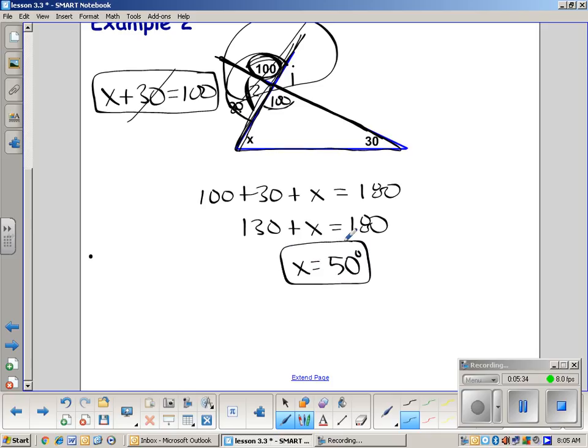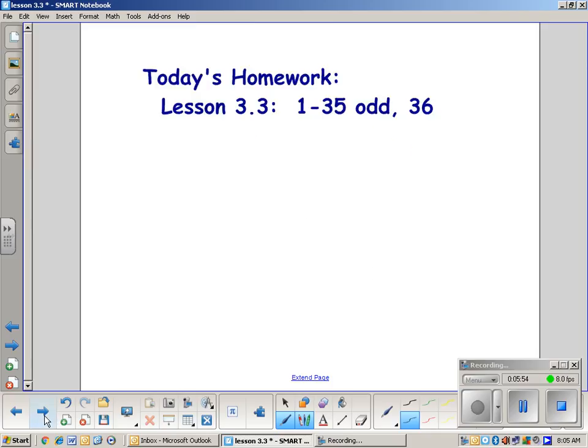Okay? There's more than one way of doing it. Unfortunately, too many people choose the wrong method on the test. You try to tell me that x is 70. You say x plus 30 equals 100, and that's not true. That's the end of notes. Yeah. That's the end of your notes.